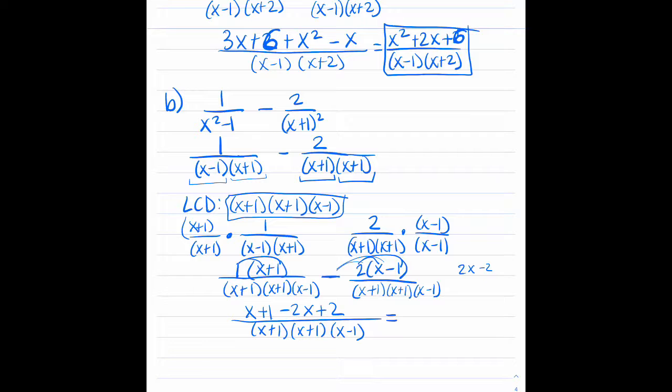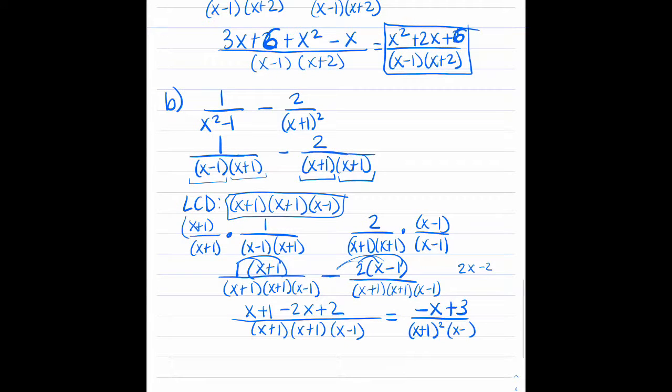The top becomes negative x plus 3, and then we can rewrite the bottom as x plus 1 squared instead of writing that x plus 1 again, and then x minus 1. So that's our final answer. You could also write it as 3 minus x over the same denominator. So that is our final answer for subtraction.